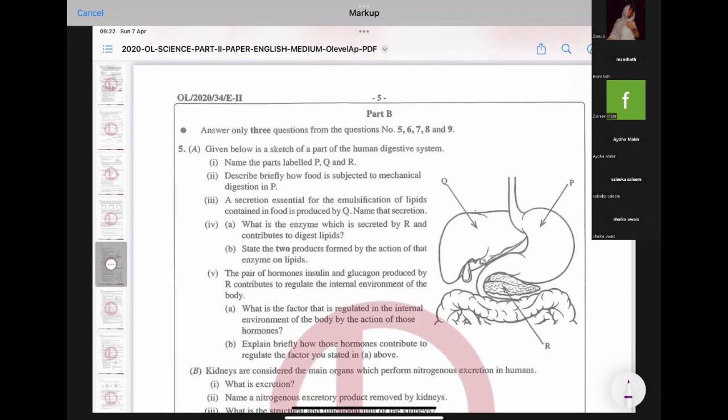Then the secretion essential for the emulsification of lipids contained in food is produced by Q. Name that secretion. Bile. Questions are being repeated in different forms.